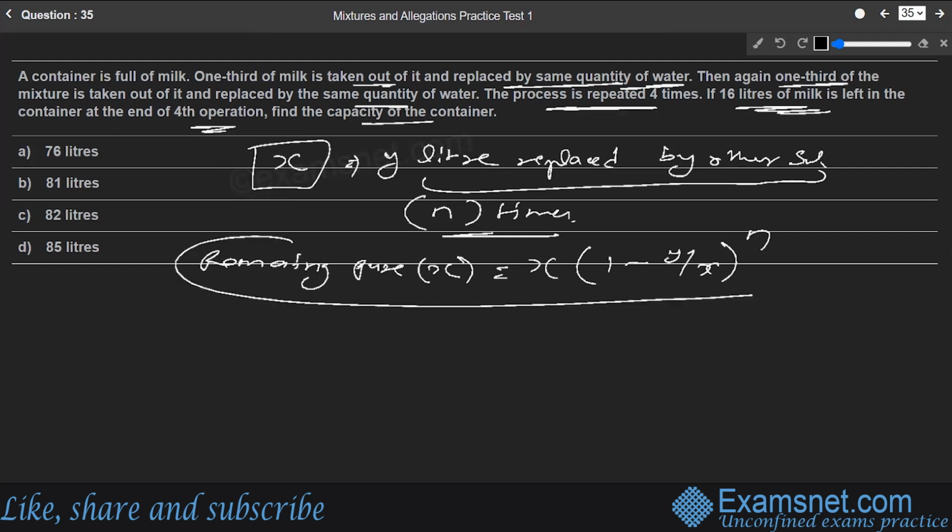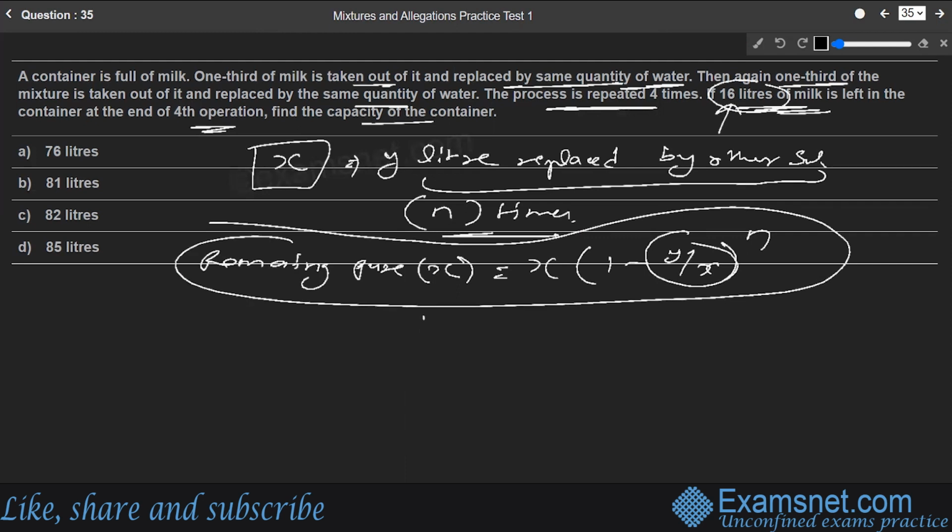So this is the same situation that is happening in the question. They say the container is full of milk, and one third of the milk is taken out. So y over x can be treated as 1 by 3. Now we can put the values in. They say it is replaced by the same quantity, and the process is done 4 times, so the n value is 4. The pure milk that remains is 16 liters.